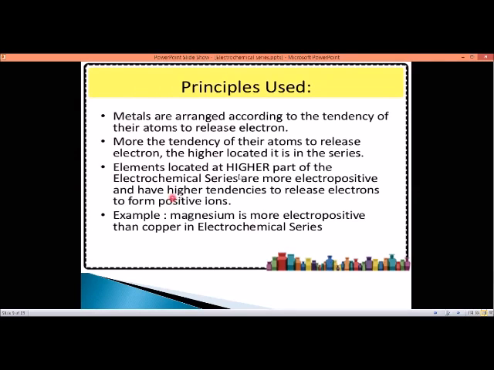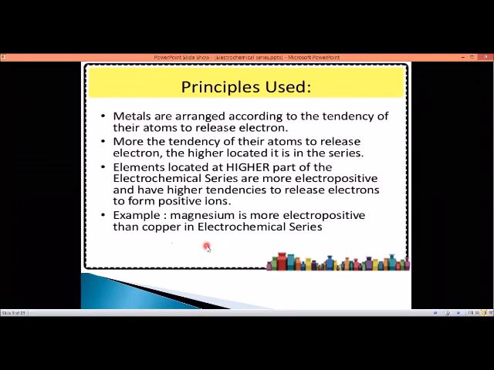So basically what we are doing here, metals are arranged according to the tendency of their atoms to release electron. More the tendency of their atom to release the electron, they are located higher in the series. So the elements which are located at the higher part of the electrochemical series are more electropositive and have a higher tendency to release electrons to form a positive ion. Example, magnesium is more electropositive than copper.